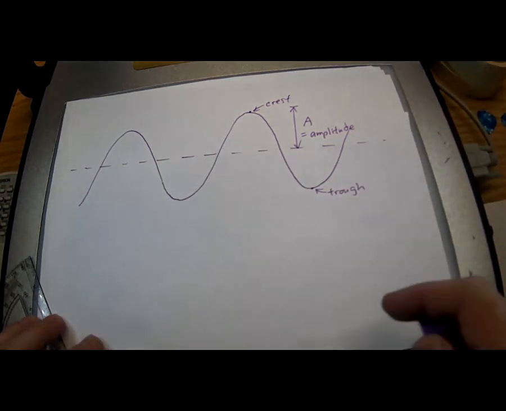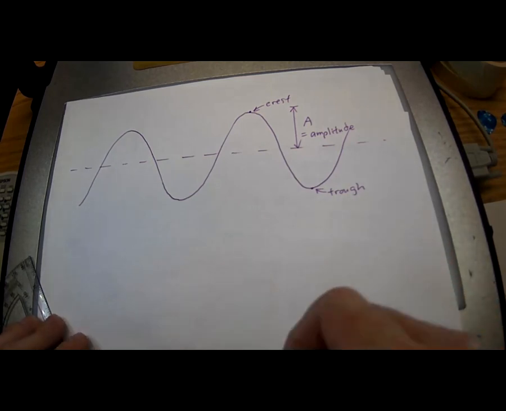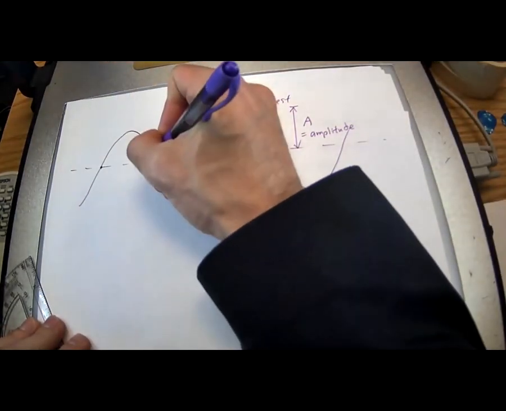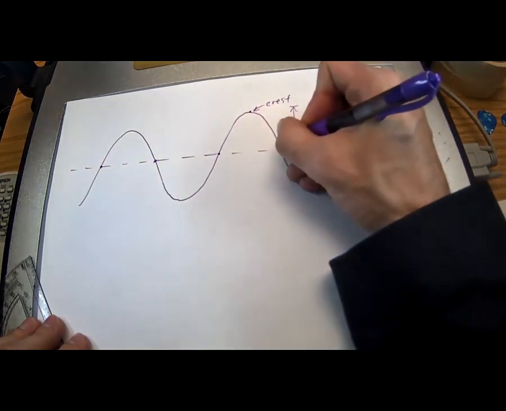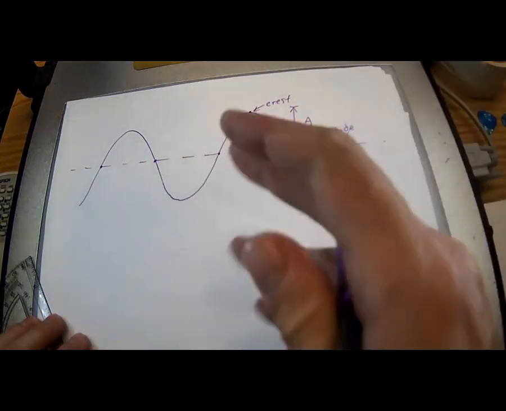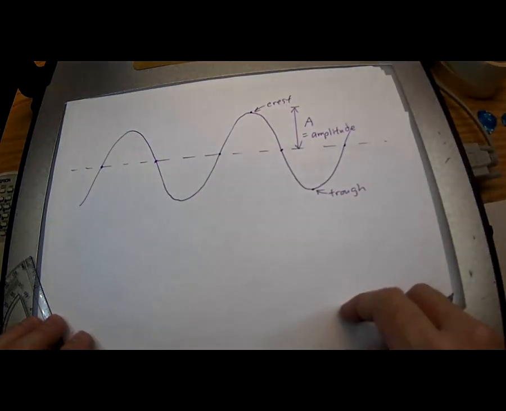If you're talking about standing waves, sometimes you refer to these as antinodes, and then these points where it crosses the center line would be called nodes. I've got some animations for you guys too, where you can see this also.